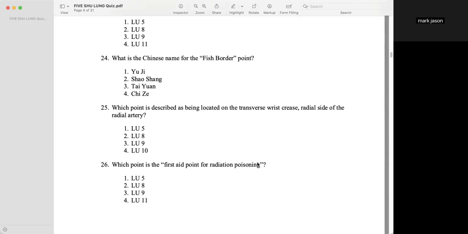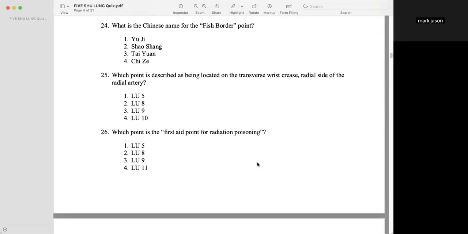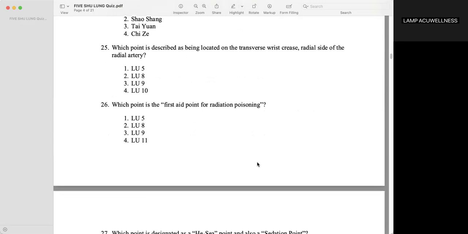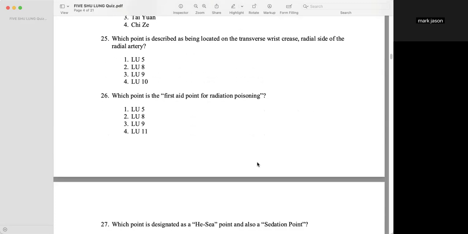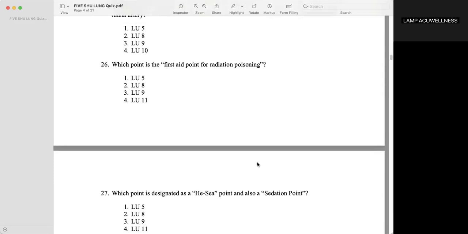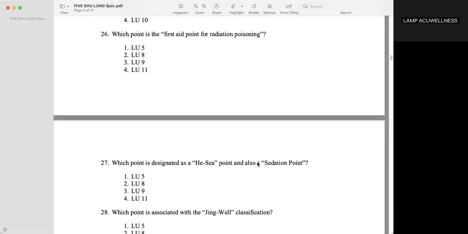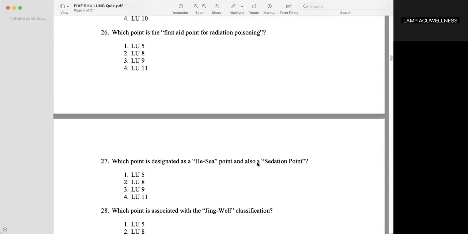Which point is used to treat pain in the fingers? Number 4, Lung 11. What is the Chinese name for the fish border point? Which point is described as being located on the transverse wrist crease, radial side of the radial artery? Lung 9, number 3. Which point is the first aid point for radiation poisoning?